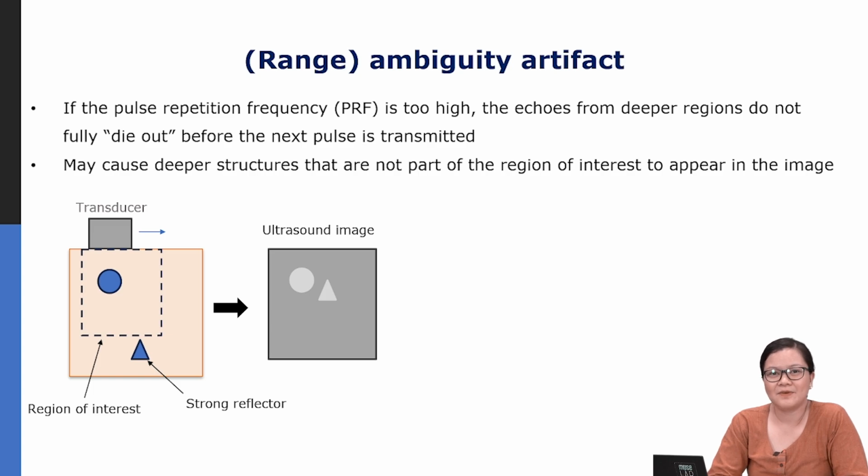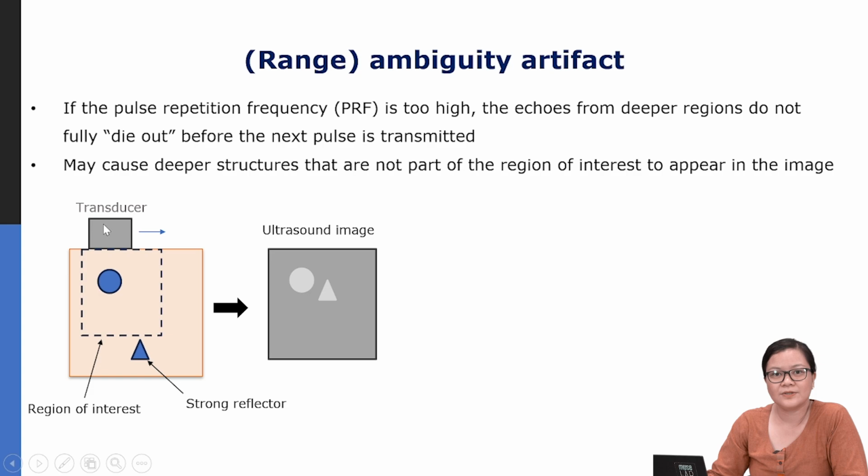The next type of artifact is called range or ambiguity artifact. How this happens is, for instance, in this case here, we have our transducer that is imaging a region of interest. There could be a structure that is of interest to us. There also could be another stronger reflector that is outside of our region of interest here.